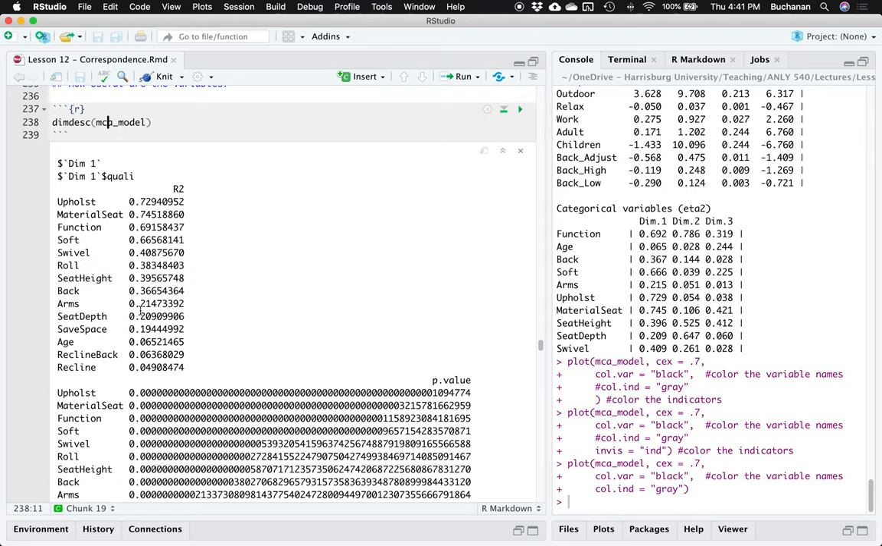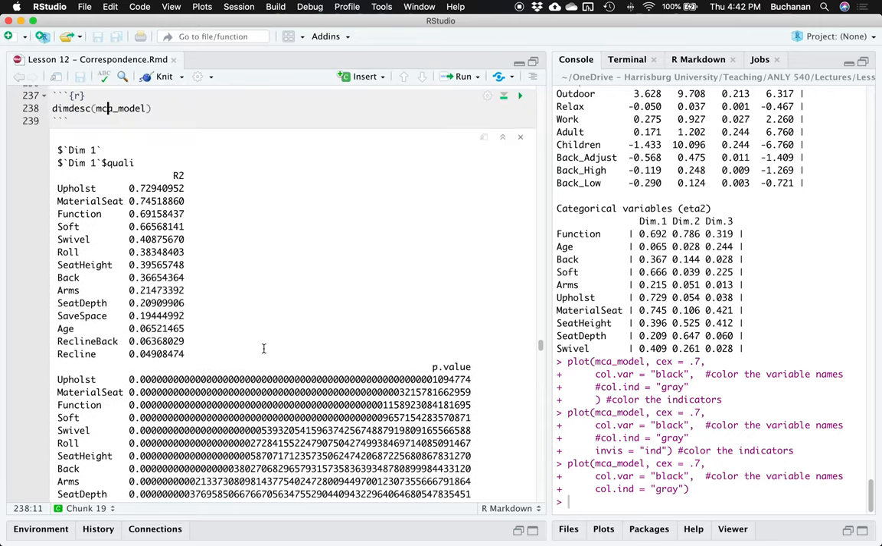First thing that happens is you get the R squared value. This is how much of that variable is accounted for with that dimension. And they are in descending order. So this first dimension is heavily comprised of upholstery, the type of seat, its function, if it's soft, if it swivels, and then it decreases. So it actually will show you all of the ones that are significant, where R squared is greater than zero. But I would say the bigger they are, the more weight they carry in that category.